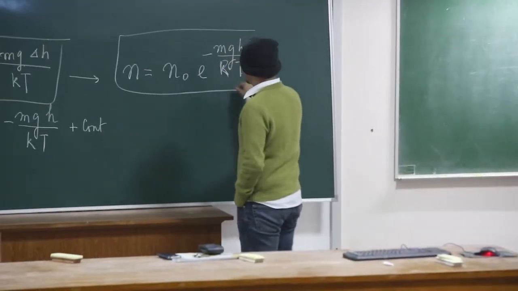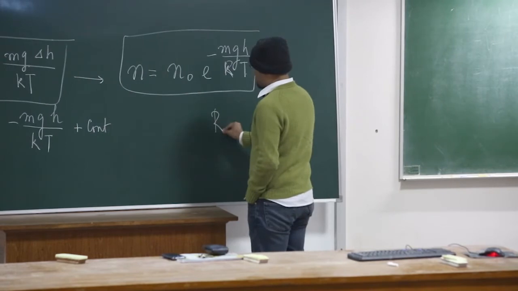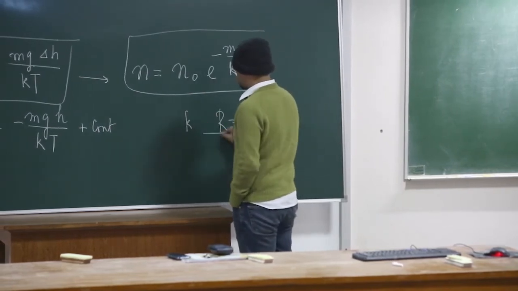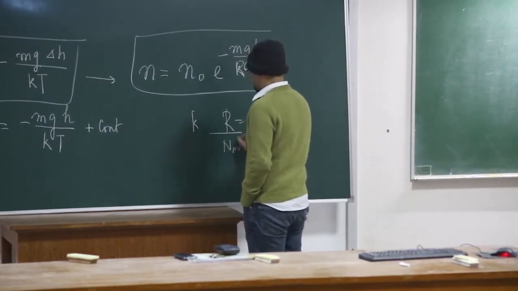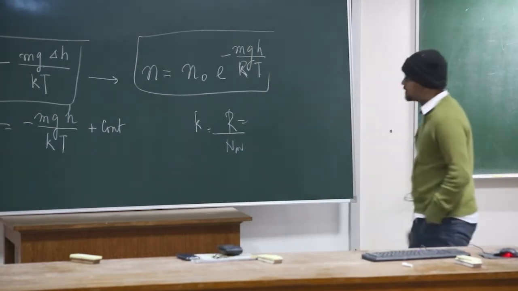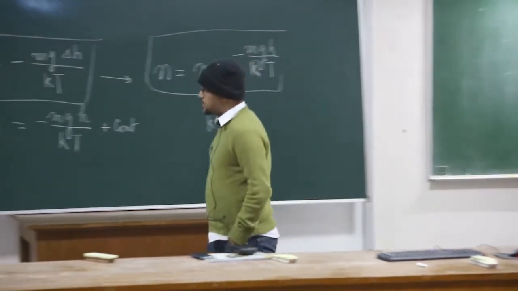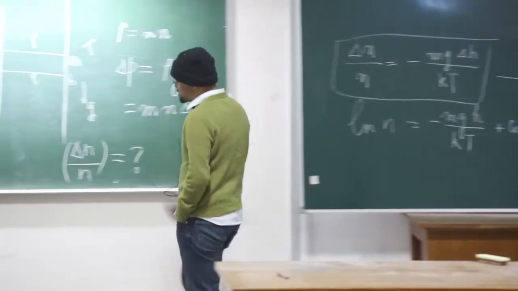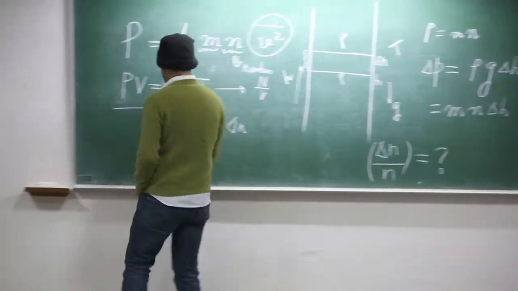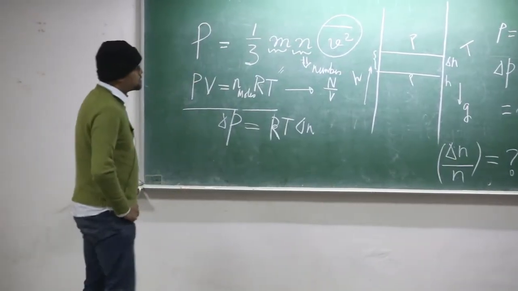This R and K are basically related by Avogadro number. K equals R by the Avogadro number. So it's basically the same thing. There's nothing physically more important in the difference between R and K, because it's just a choice of units.